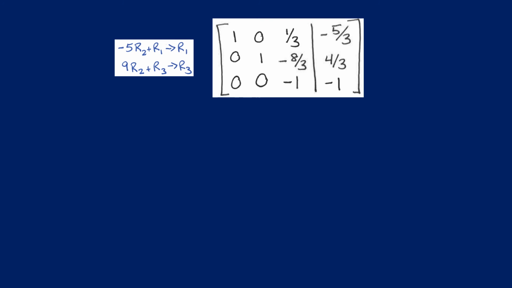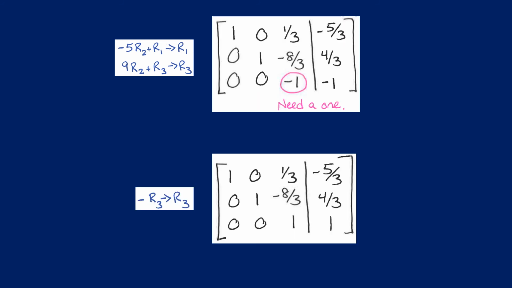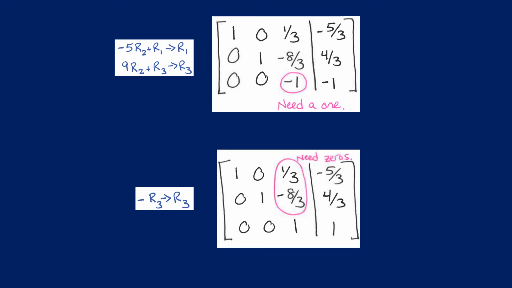So I've looked at row 1 and row 2, and I've got the zeros above and below the 1s. Now we're moving to row 3. So I have 0, 0, negative 1. So I've got to get a 1 in that spot. And since it's just a negative 1, I just have to multiply by a negative. And so that just changes the sign. So I get a 1 and a 1 in those last two columns. And now I need zeros in the rest of the column.